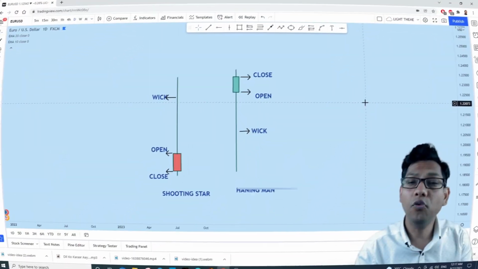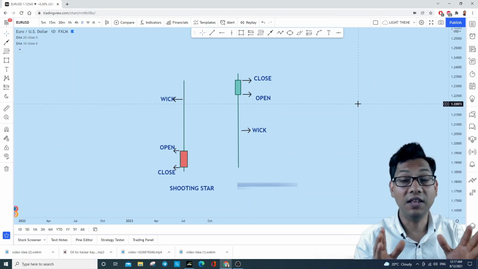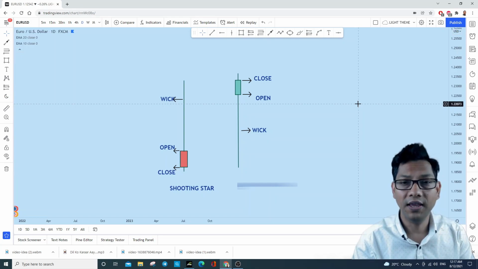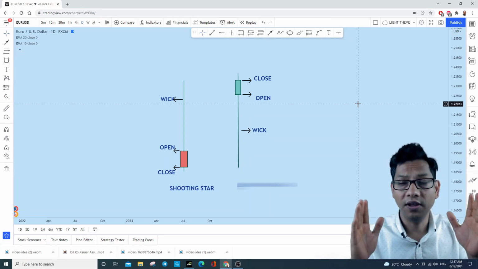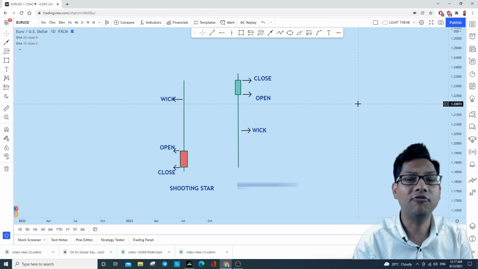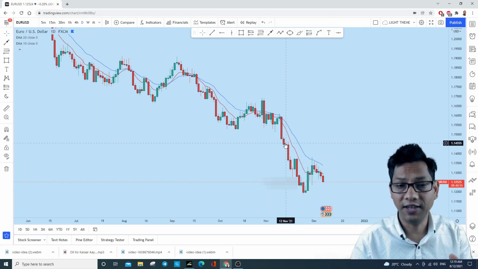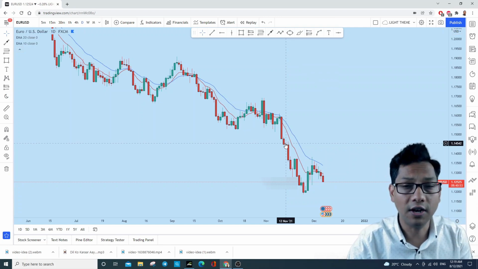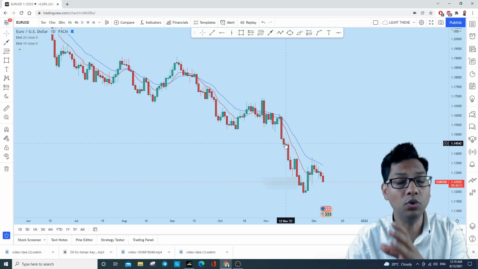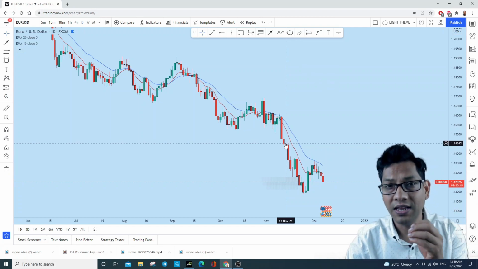Okay guys, so before I begin, first let me show you why any strategy is not fitting in a smaller trading account. Okay, so let's say you want to trade this instrument, euro dollar, on the daily time frame with a smaller account. Now what is the problem?